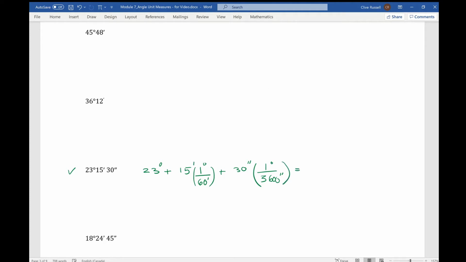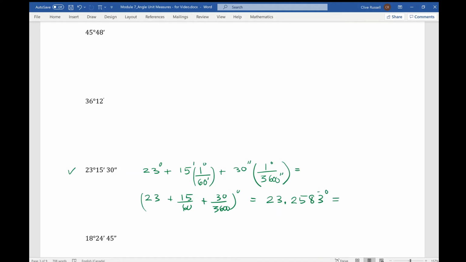Now you simply plug this in your calculator. You just enter 23 plus 15 divided by 60. You don't need the 1 over 60. You could simply, let me just do this again. You could just simply write this as 23 plus 15 over 60, and then plus 30 over 3600. And then all this is going to be in degrees when you're done. So if you do that, you should get 23.2583, repeating, and that's degrees.